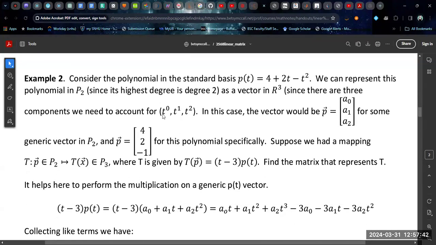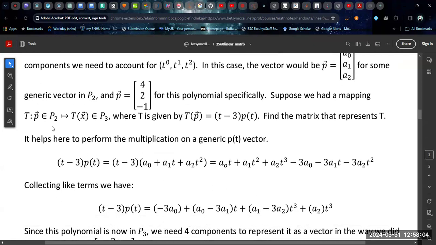Now, let's consider a slightly different example. We want to consider the polynomial in the standard polynomial basis, 4 plus 2t minus t squared. And we can represent this polynomial in P2 as a vector in R3 by pulling out its component coefficients and representing it as 4, 2, -1.